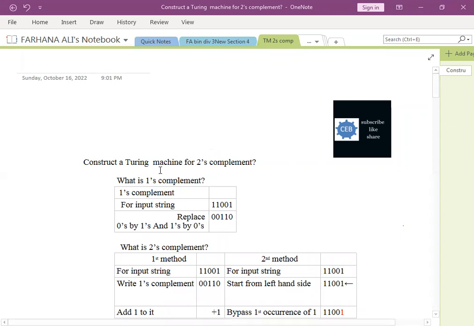Hello and welcome to construct Turing machine for finding the 2's complement.